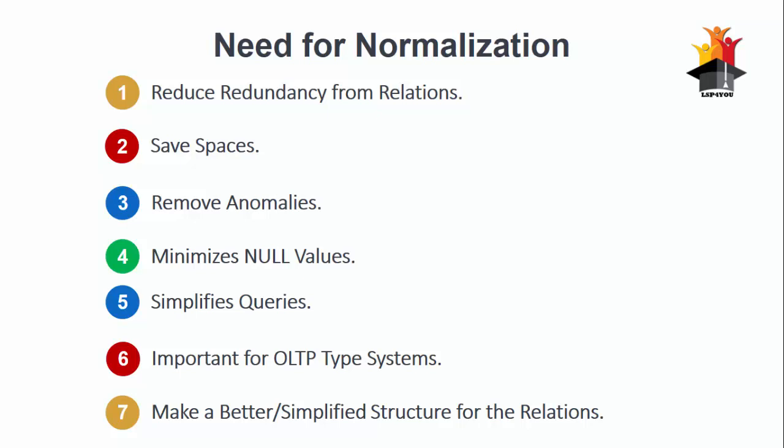It is important for OLTP type systems. In online transaction processing type systems, the queries like insertion, updation, deletion will be very frequent by the end users, and the relations should be very strong to manage these types of queries. So the process of normalization is very important for OLTP type systems. The process of normalization can make the structure of the table more easily understandable.